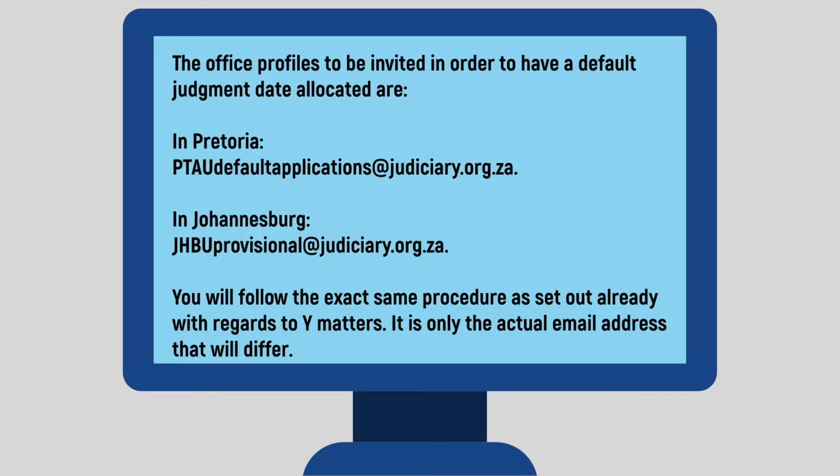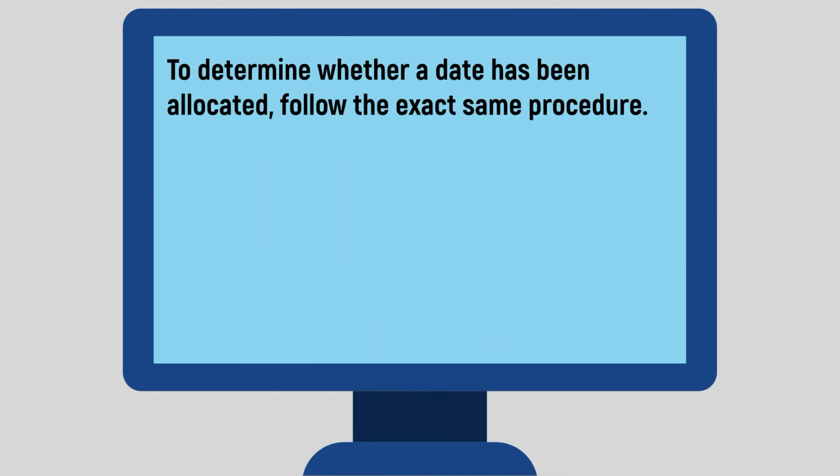The office profiles to be invited in order to have a default judgment date allocated are in Pretoria, PTA-U default applications at judiciary.org.za, in Johannesburg, JHB-U provisional at judiciary.org.za. You will follow the exact same procedure as set out already with regards to Y matters. It is only the actual email address that will differ. To determine whether a date has been allocated, follow the exact same procedure.